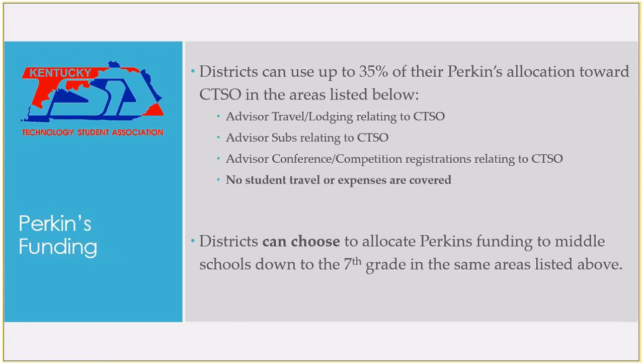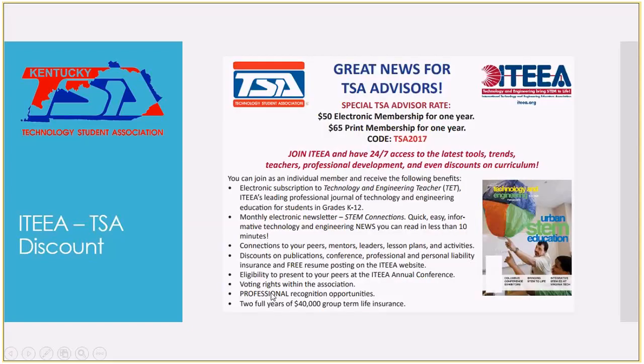And then you can also, down there at the bottom, those of you in the middle school, districts can choose to allocate Perkins funding all the way down to 7th grade. So if you're running a TSA chapter and you have 7th and 8th graders involved, I'm not saying they will, but I'm saying they can. They can fund you all the way down to the 7th grade. So that, once again, would be the same as what you see above there. The lodging, the subs, as well as the registration. So do know you have access to some funding if your district allows it. That's something you'll have to talk to your CTE administration about, if they're willing to use some of their Perkins to pay for your advisor expenses.